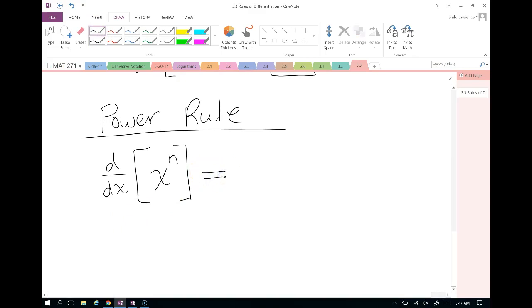So there's no restrictions on n. Anything that we can write as x to the n power, we can do the power rule on. So the power rule says you're going to take the current power and bring it out front as a coefficient, and then you're going to rewrite your x, and its new power you're going to get by subtracting 1 from the old power. So the derivative for x to the n is n times x to the n minus 1.